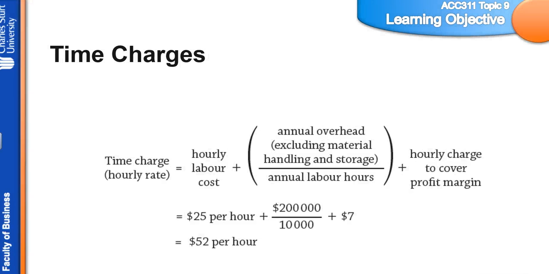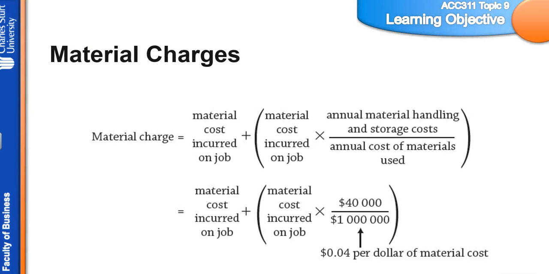So the time charges, we've got $25 per hour plus $20,000 over 10,000 plus 7 gives you $52 per hour. And the material charge is the material cost incurred on the job times 4 cents per dollar of material cost. So have a look at how that's calculated and follow that through in your textbook.